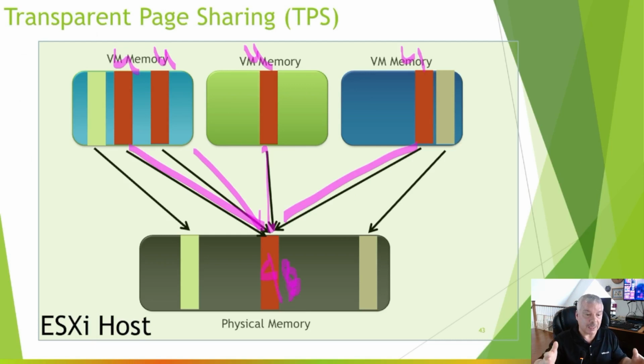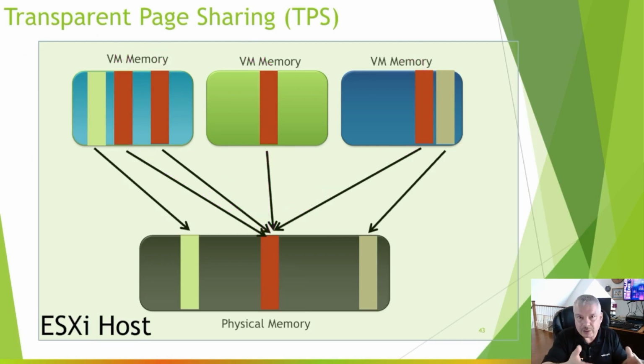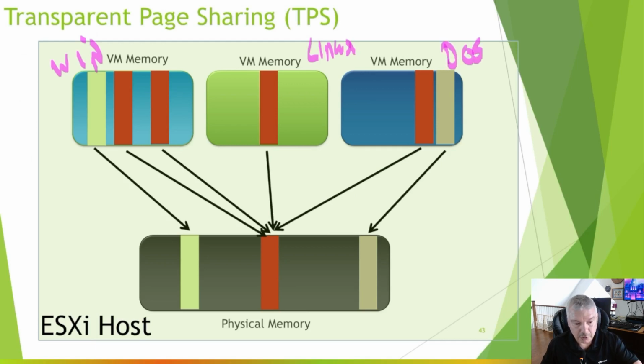It's memory deduplication, which is really good. Now, notice I said these are all Windows machines. They could have been all Linux machines. That's fine. But let's say this is a Windows machine, this was a Linux machine, and let's say this was a DOS machine or OS2. How about that? I got 3 different VMs with 3 different operating systems. Odds are my transparent page sharing is not going to be that good.